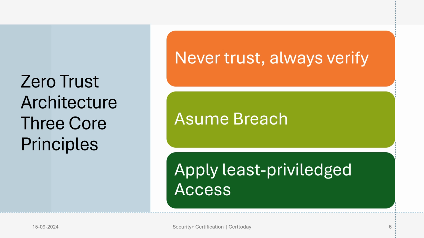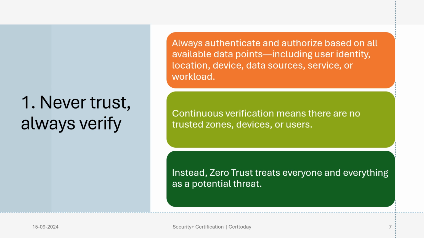There are three core principles in the zero trust architectures, and those are never trust, always verify, assume breach, and apply least privilege access. And we will explain in detail each of these three core principles next. Core principle one, never trust, always verify.